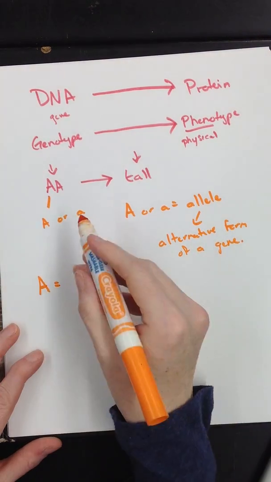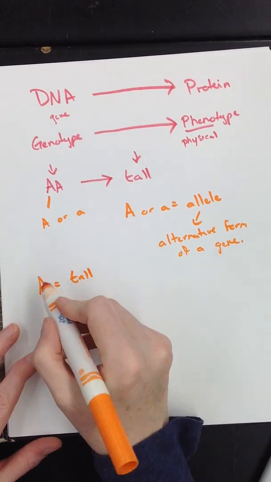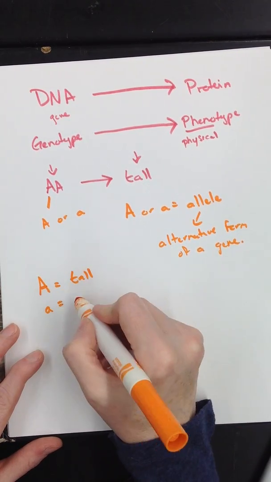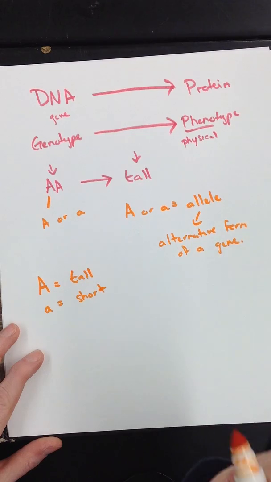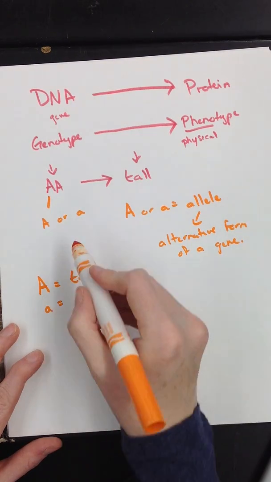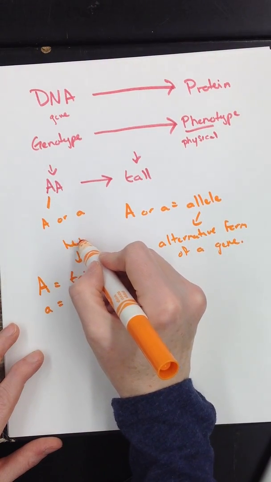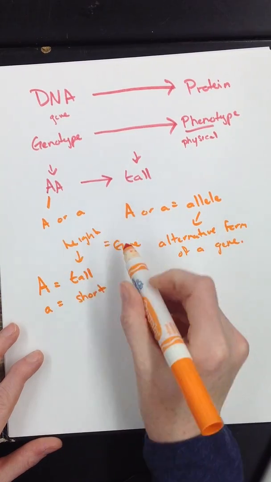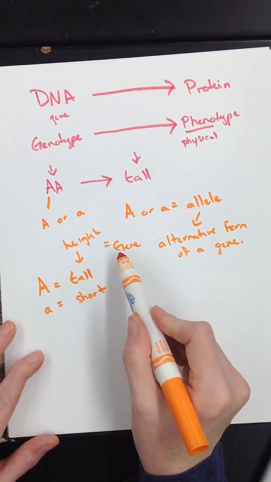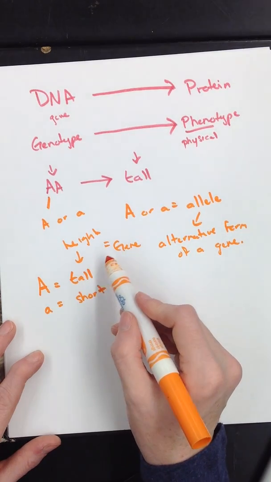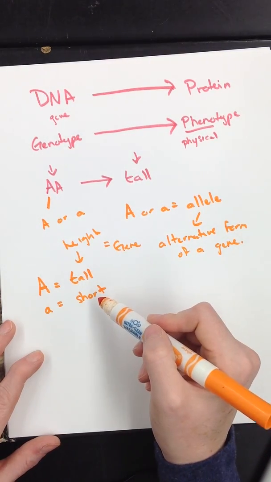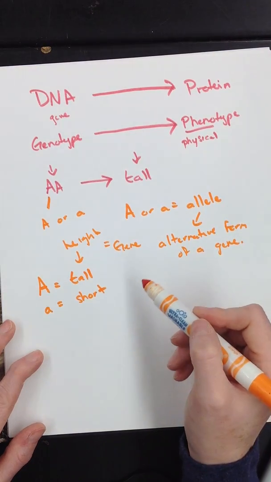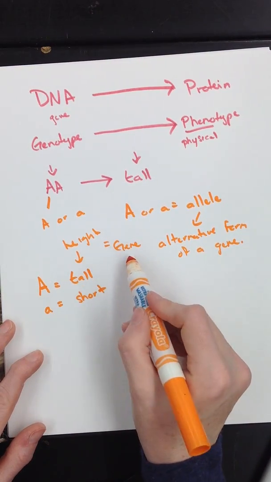And so maybe this big A codes for a person to be tall, and then a little a codes for a person to be short. They're both coding for height. That's what my gene is. My gene is for height, and then I have different forms of my gene. I can either be tall or I can be short. That's all alleles are, just alternative forms of whatever that gene is.